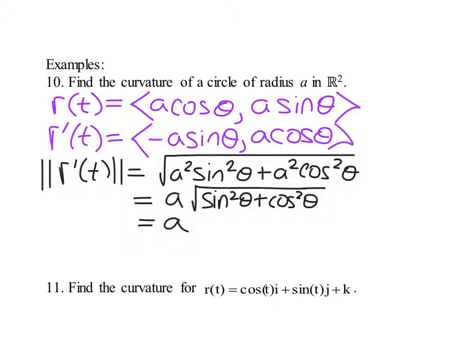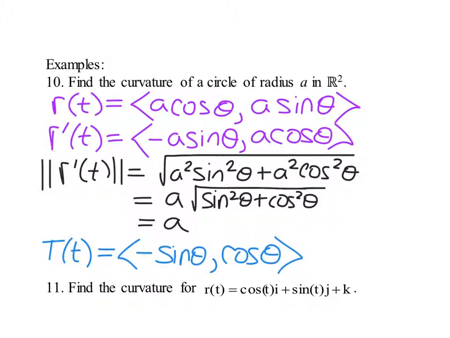All right, so if I'm looking for the unit tangent vector, T of t is going to be equal to negative sine theta, comma, cosine theta, because all you're doing is taking your r prime of t and dividing it by its magnitude.